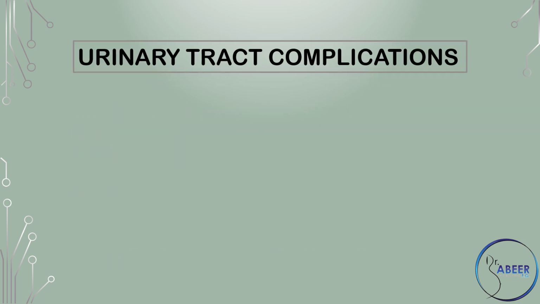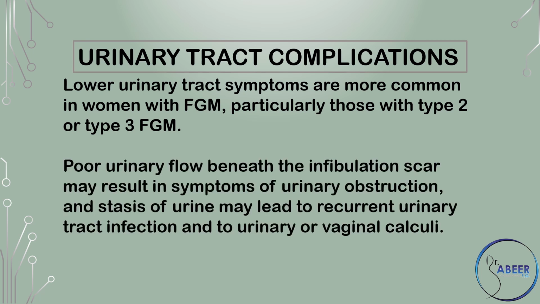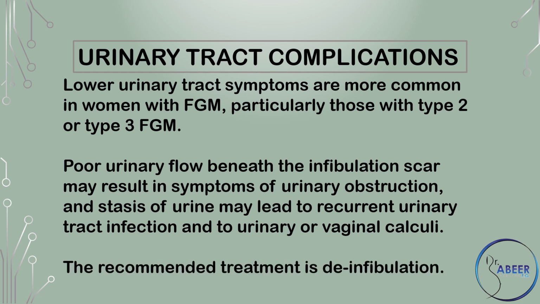Urinary tract complications. Lower urinary tract symptoms are more common in women with FGM, particularly those with type 2 or type 3 FGM. Poor urinary flow beneath the infibulation scar may result in symptoms of urinary obstruction, and stasis of urine may lead to recurrent urinary tract infection and to urinary or vaginal calculi. The recommended treatment is de-infibulation.